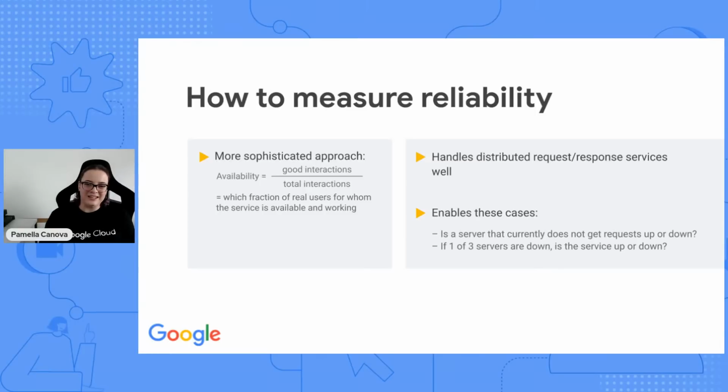So the SRE perspective is that we should measure availability by dividing the good interactions by the total interactions we have to a service or a product. That way we can handle distributed services and more complex architecture. If we have a service composed of 3 servers and one is down, we can measure the number of requests that are arriving, and we can say if it's available or not, and not just by the uptime of the server.